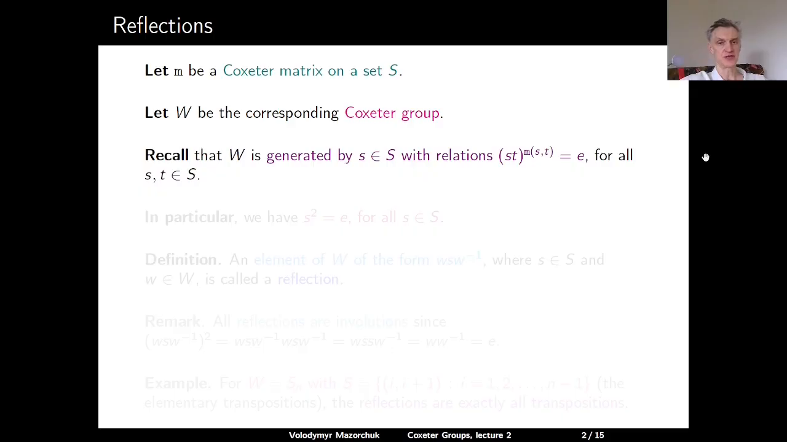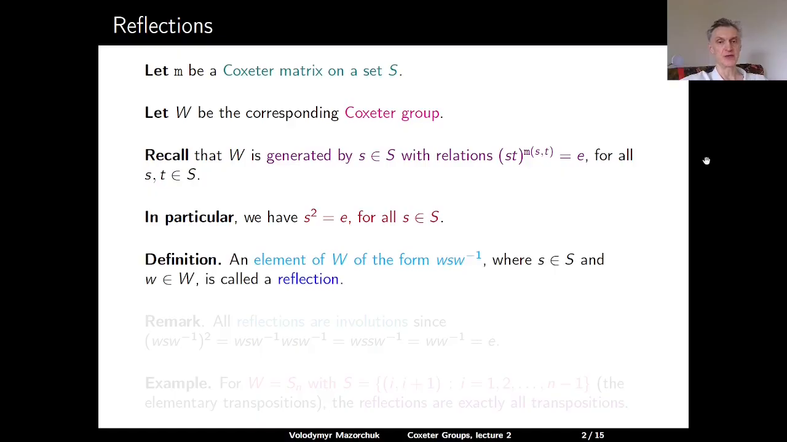Recall that W is generated by the elements in S, and the relations are of the form (st) to the power m_st is equal to the identity for all s, t elements in our set S. So in particular, all generating elements in S are involutions, that is, s squared is equal to the identity for each s in S. That's because the diagonal of our Coxeter matrix consists of ones.